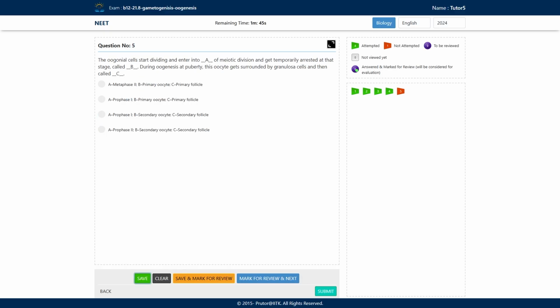Then the oogonial cells, this is a fill-in-the-blanks question. The oogonial cells start dividing and they enter into dash of meiosis division and are temporarily arrested at that stage. This stage is called what? And during oogenesis at puberty, the oocyte gets surrounded by granulosa cells and then they are called what? So you have to answer this question. These are the four options A, B, C, D. What is the correct answer here?